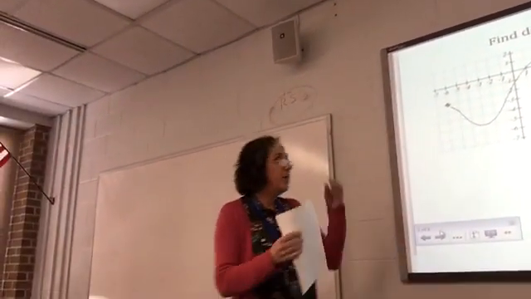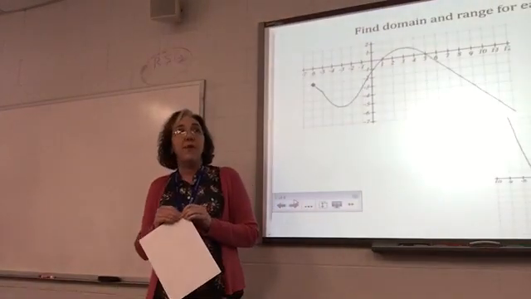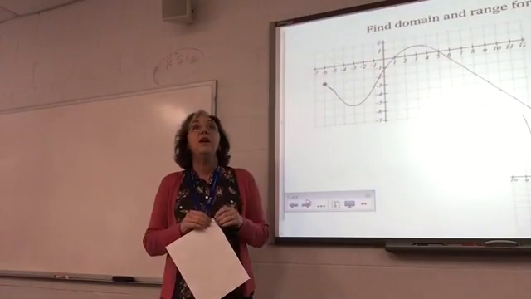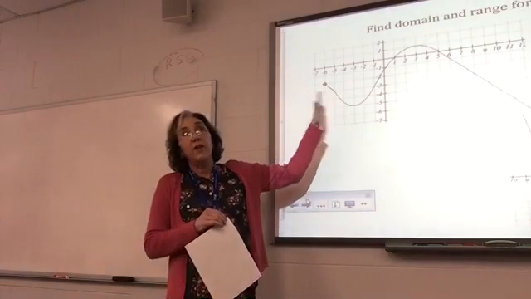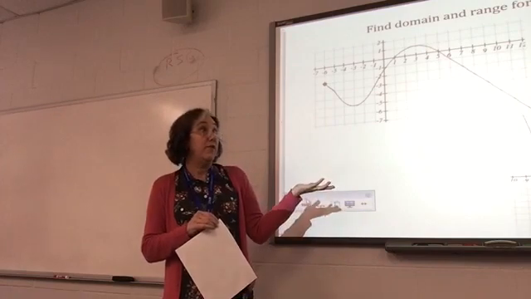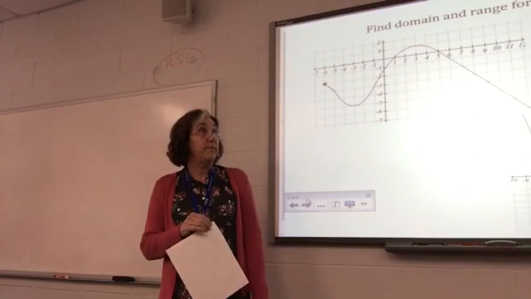So remember that we were looking at domain and range, and we talked about domain. If you're looking at a picture, you want to scan from the left to the right. If there is no point furthest left, you're going to use a negative infinity. If there is no point furthest right, you're going to use positive infinity.